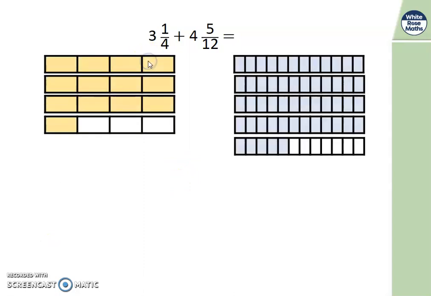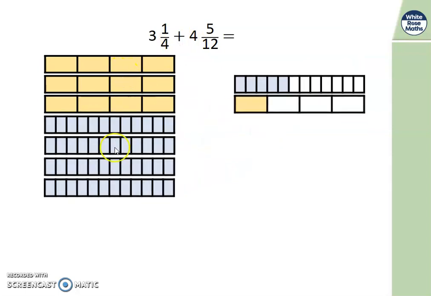Here we can see we've got 3 1/4, add 4 5/12. Well, we can see we've got two whole numbers here, 3 and 4, which makes 7. So there's our 7 whole ones. And here we've got 1/4 and 5/12. So here we've got our whole ones. We've parked them over to one side. So we can really deal with the fraction side much easier.